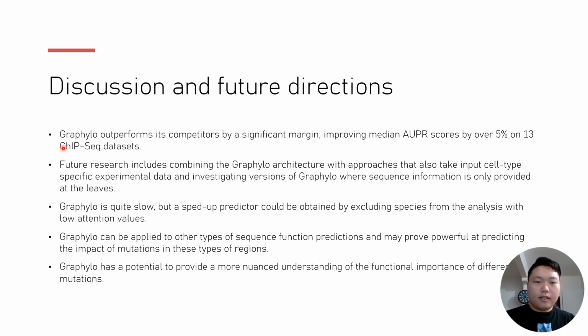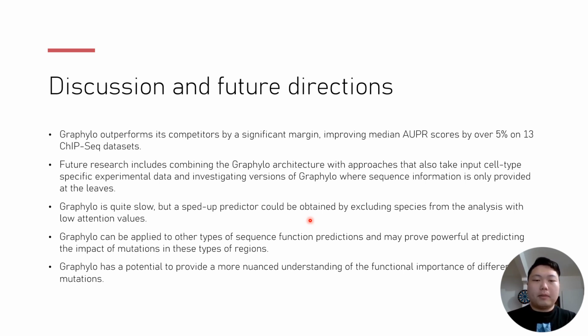To summarize, Graphylo outperforms its competitors by a significant margin, improving the median AUPR scores by over 5% on 13 different ChIP-seq datasets. Future research includes combining the Graphylo architecture with approaches that also take as input cell type specific experimental data and investigating versions of Graphylo where sequence information is only provided at the leaves. The current version of Graphylo is quite slow, but a sped up predictor could be obtained by excluding species from the analysis with low attention values.